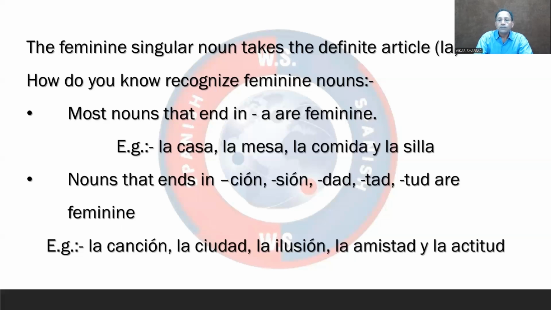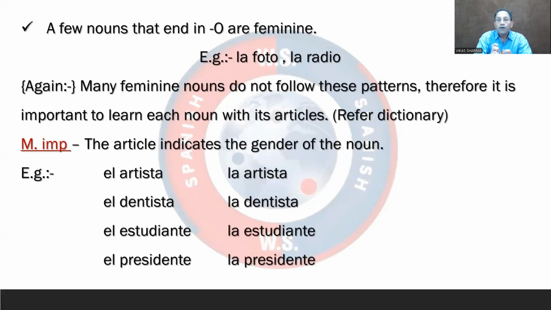Moving forward. A few nouns that end in O are feminine. Again, I told you before, the nouns that end in O are masculine. But again, an exception is there. A few of these nouns that end in O can be feminine, and they are feminine.